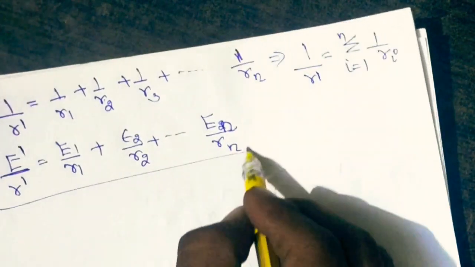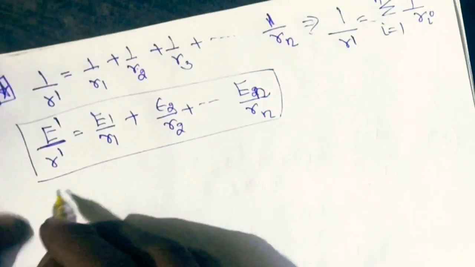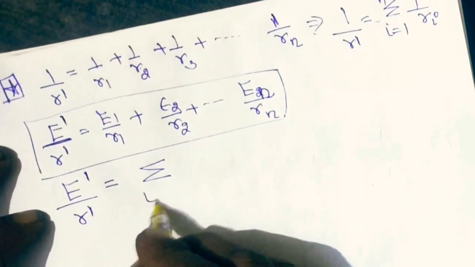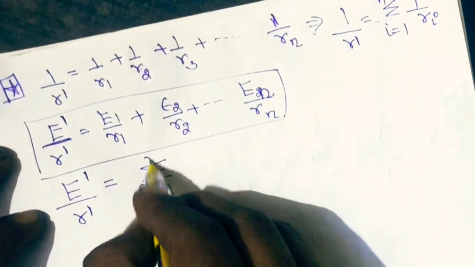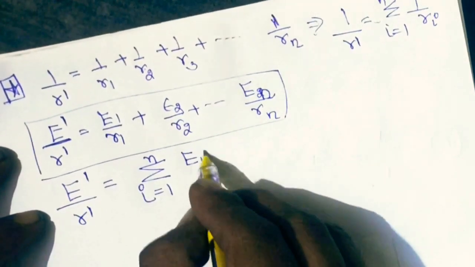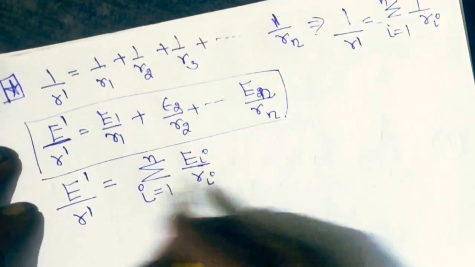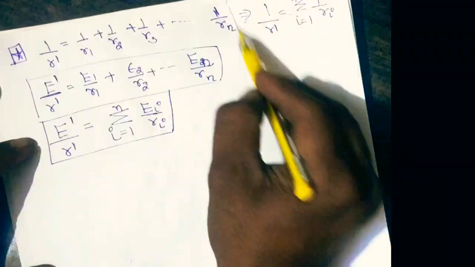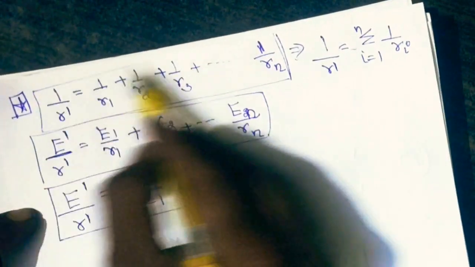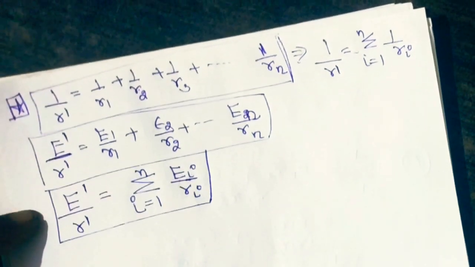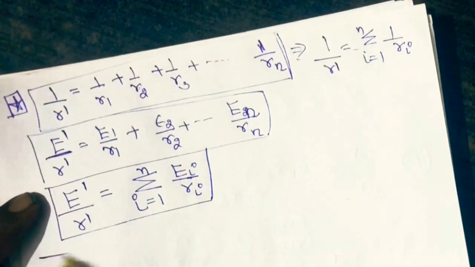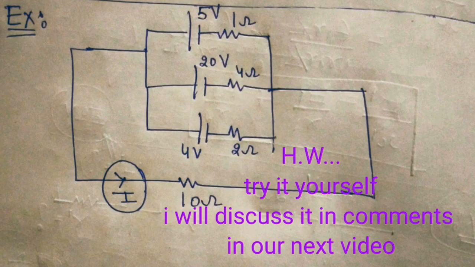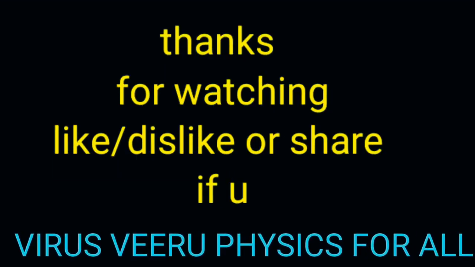And for this I can also use the summation term. I can say net EMF upon net resistance is equal to summation of i from 1 to n of Ei upon Ri. But if you are not familiar with this summation term, then you don't need to worry. Just use any number. Obviously n can never be negative because you cannot use a negative number of cells. So let's solve an example considering 3 cells.